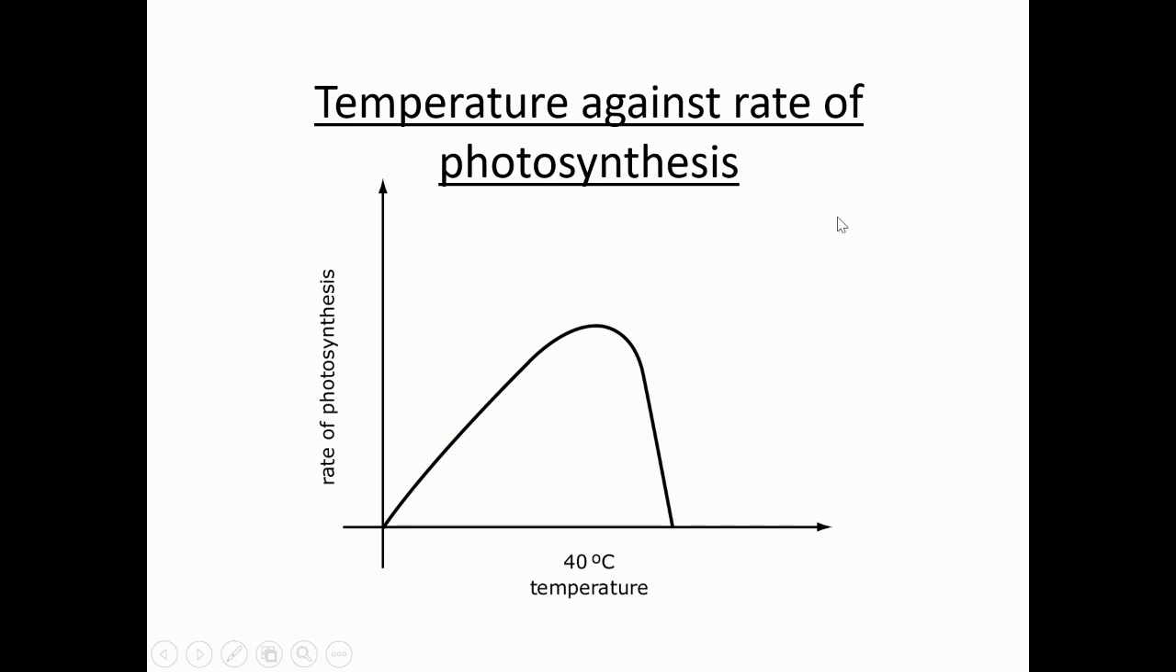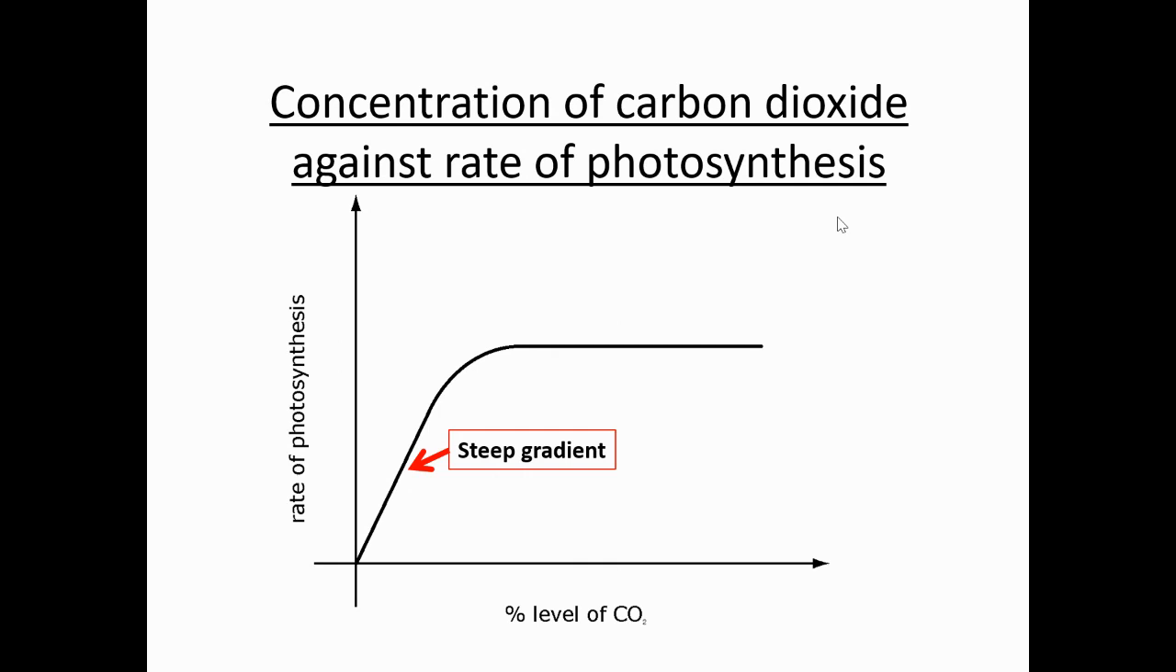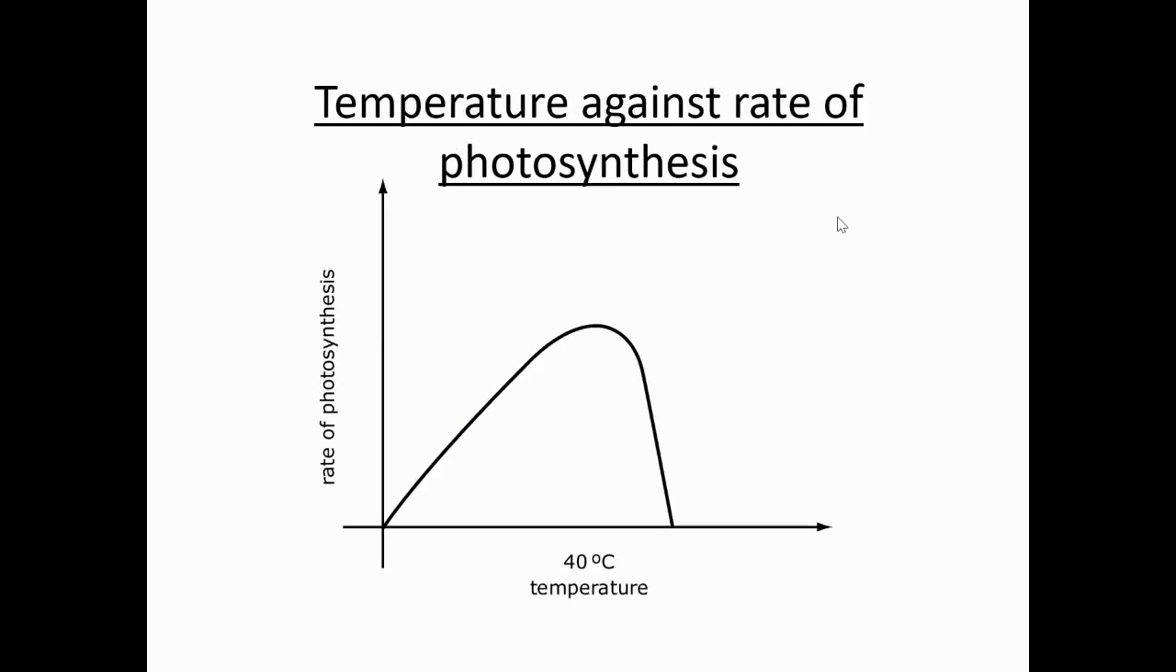The third limiting factor is a different shaped graph. So the first two are the same. The third one is different, temperature. So what we're looking at here: along the bottom, the x-axis, increase of temperature as you go along like that. To start with, there is a slow increase. As you increase temperature, you also increase the rate of photosynthesis. This is what we'd expect.